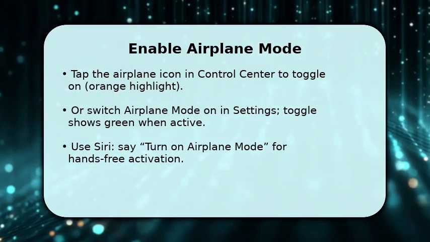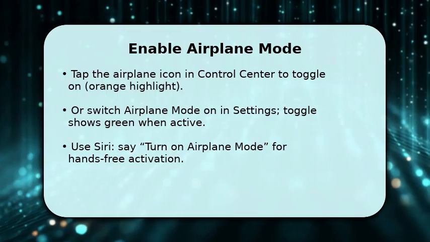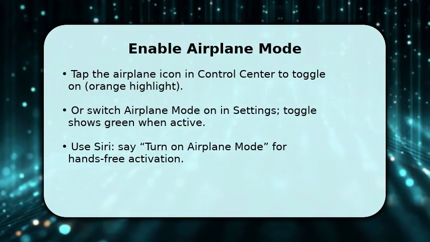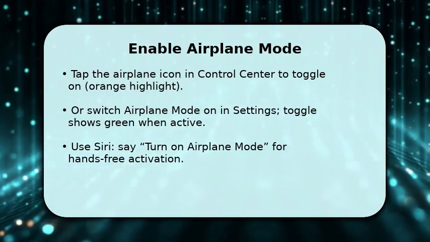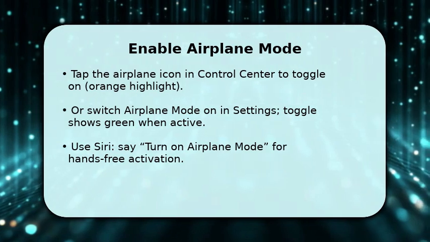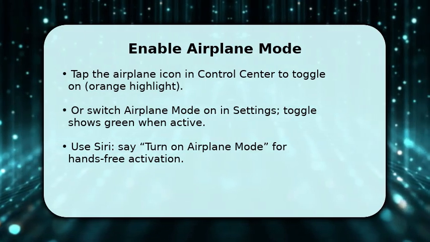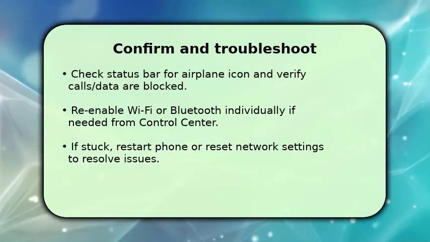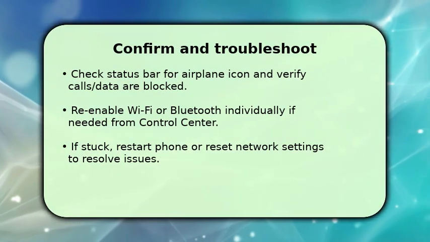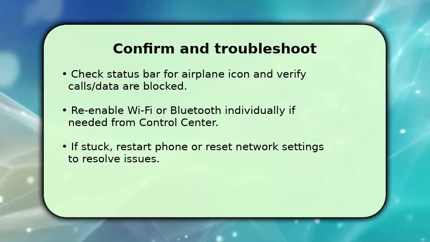You can also ask Siri to turn it on. That's handy if your hands are full. Once enabled, look for the small airplane symbol in the status bar to confirm radios are off. Finish by confirming the airplane icon appears in the status bar and testing that calls and cellular data are disabled.